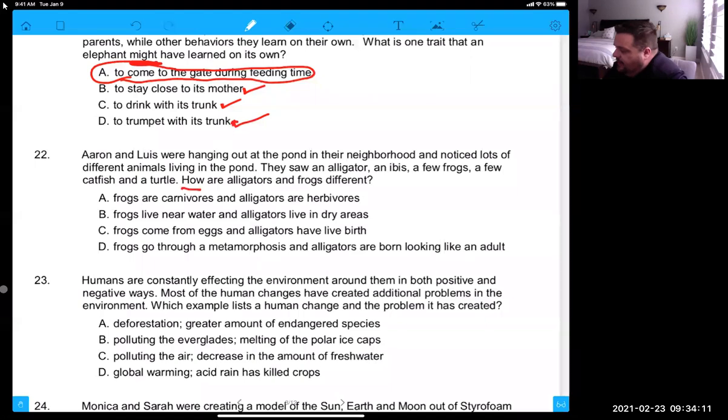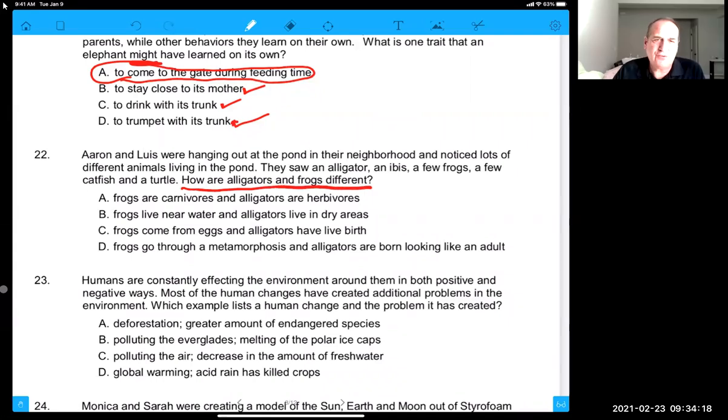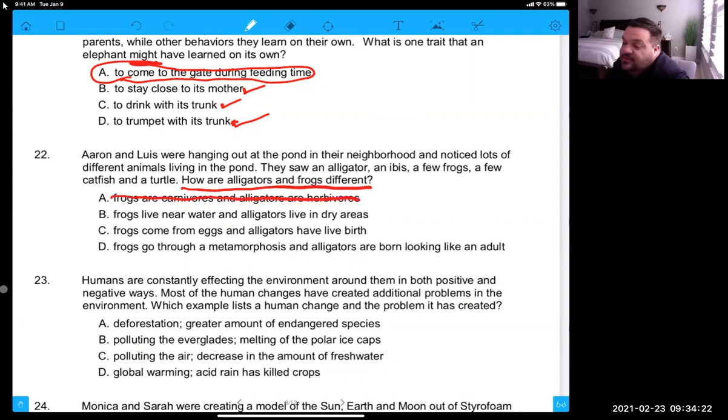So how are alligators and frogs different is our basic question. Ooh, that first one's ridiculous. Frogs are carnivores? Yeah, see, that doesn't make... Mr. Spina and I are going to have to do these ones with you because we haven't gone over these ones yet. So let's do it, Mr. Spina. Frogs live near water and alligators live in dry areas. Alligators don't live in dry areas. They live by water. That doesn't make sense.